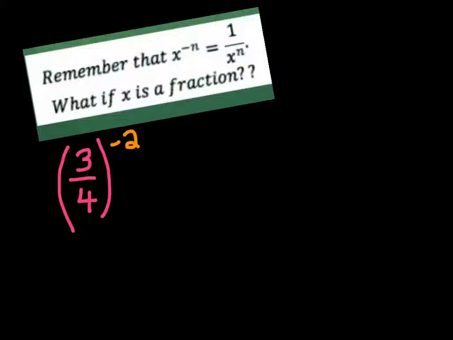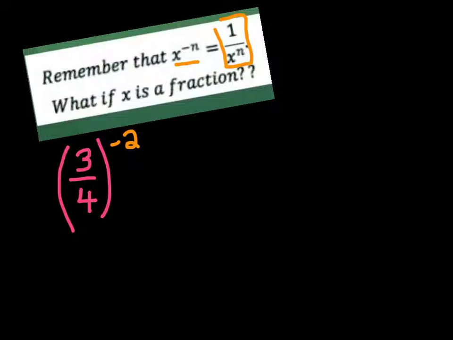So let's think. I want you to remember that x to the negative n power is equal to 1 over x to that power if it was positive. So what if x was a fraction? Let's think about what happens if you have a fraction, and what if you're dividing by a fraction? So let's take the example 3/4 to the negative second power.